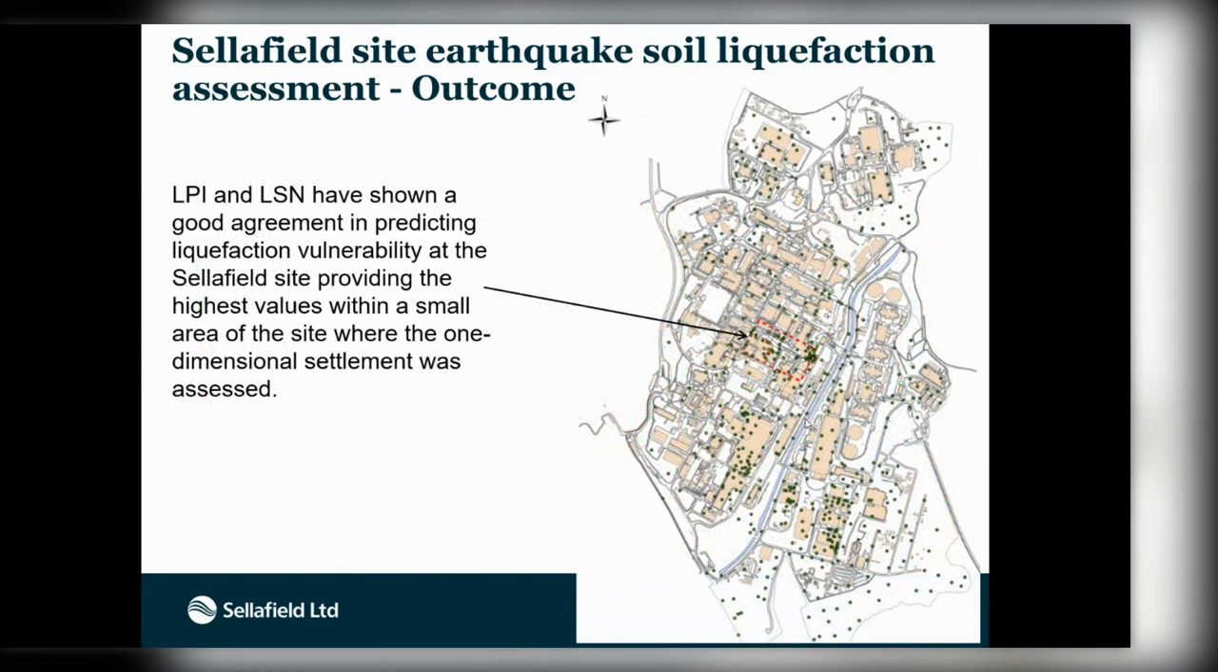So what we have found is that both the liquefaction potential index and the liquefaction severity number have shown a good agreement in predicting the liquefaction vulnerability.